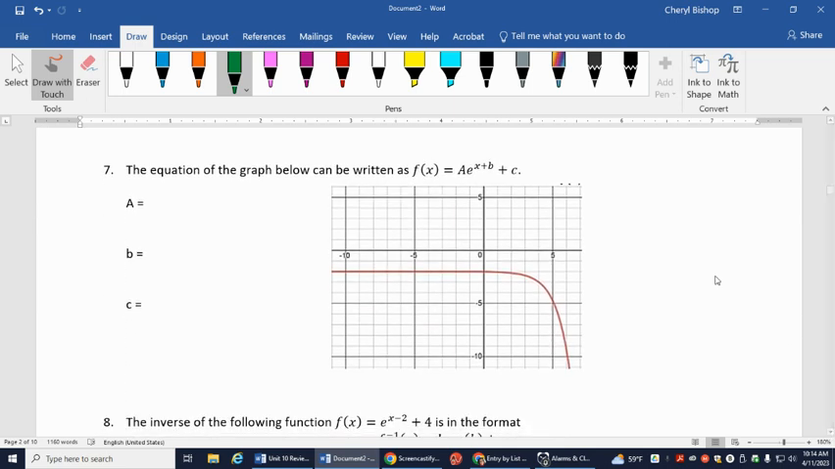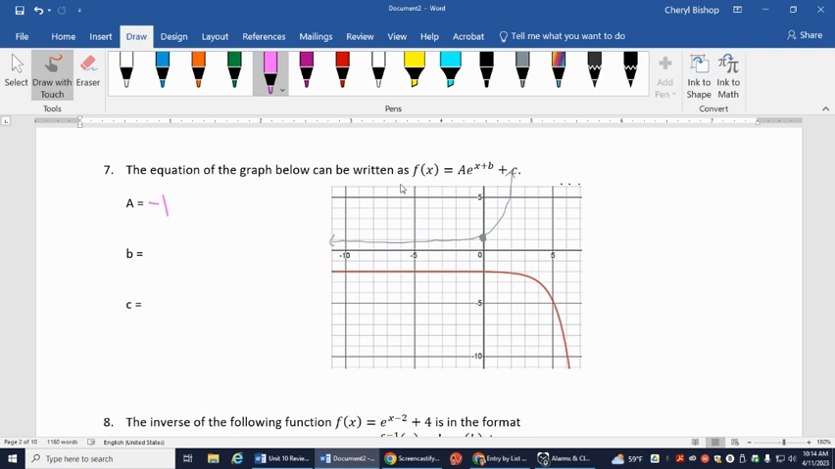Seven. The equation of the graph below can be written as f of x equals a e to the (x + b) plus c. So it's an e function, which means normally it goes through right here, and it looks something like this. I can see it's been flipped over upside down, so what does that mean has to be multiplied if I've been flipped over upside down across the x-axis? Yeah, so this a value has to be a negative 1.